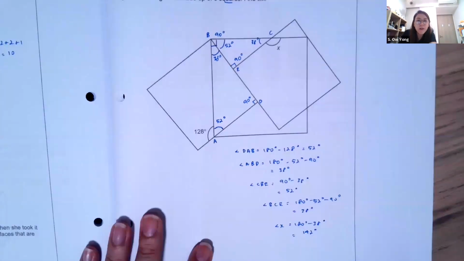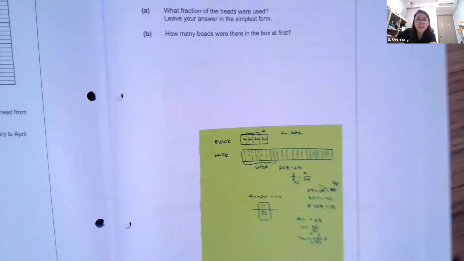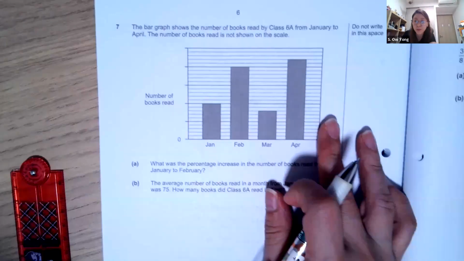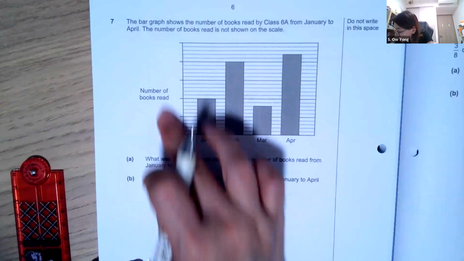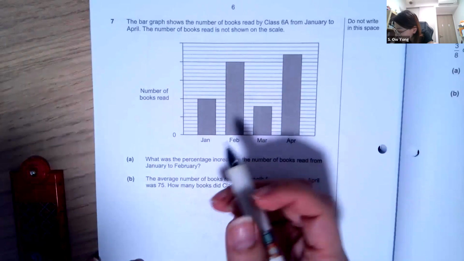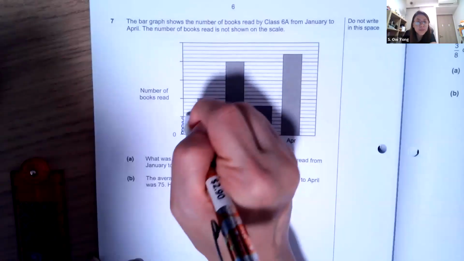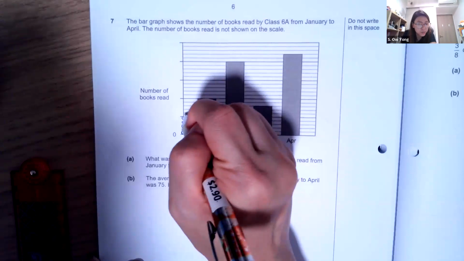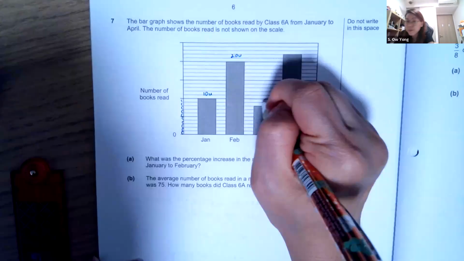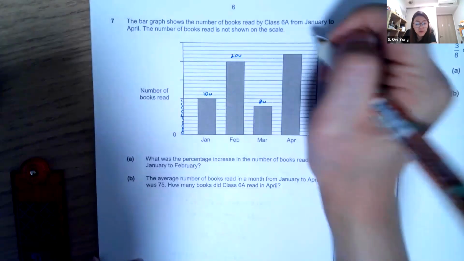Question 7. The bar graph shows the number of books read by class 6A from January to April. The number of books read is not shown on the scale. It's not shown. They only give you units. So I'm sure you're not scared. You just count the units. Units means if I zoom in and say, okay, 1 unit here, 2, 3, 4, 5, 6, 7, 8, 9, 10. You see 10 units here. All right. So with that, you can actually slowly count and write the units on top of the bar. Why right on top of the bar? So that when you calculate, you will not make mistakes.